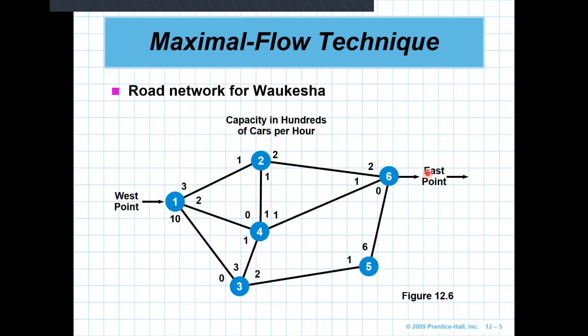From west to east, the first one, pick any path. The easiest way is just the top path, from 1 to 2 and 2 to 6, from west to east, start to finish, from source to sink. The numbers are 3, 1, and 2, 2.